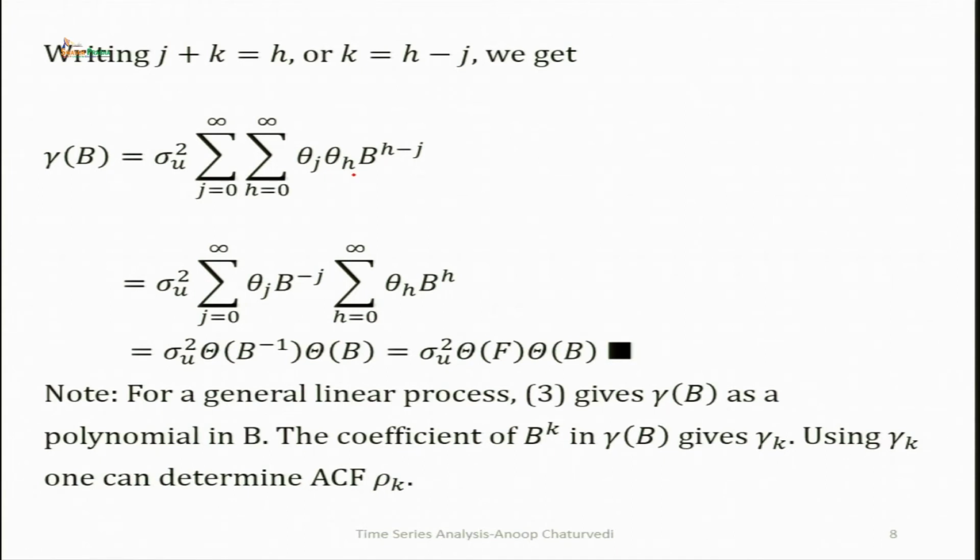We have written h equal to j plus k, then b to the power h minus j, k is equal to h minus j. And then you can write it as sigma square u summation j equal to 0 to infinity. You can take this theta j outside this first summation, and then you can also take b to the power minus j outside this first summation over h. So, you get summation over j theta j b to the power minus j, summation over h theta h b to the power h. Now, this is equal to sigma square u theta b inverse theta b, or you can also write it as sigma square u theta f theta b, where f is the forward shift operator. F is equal to b inverse.